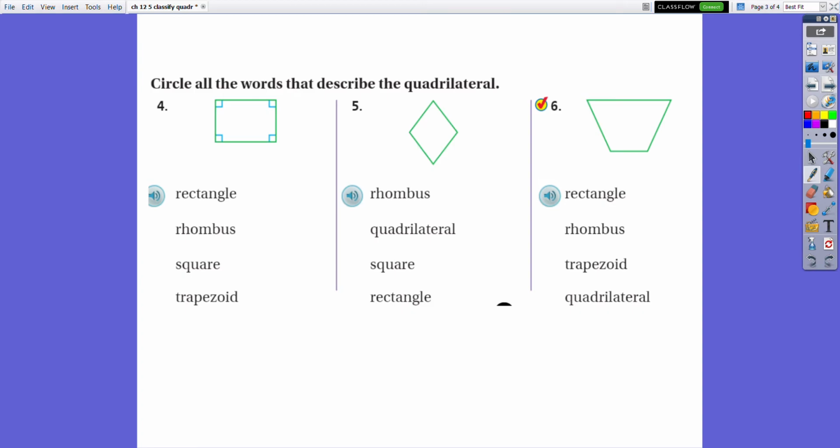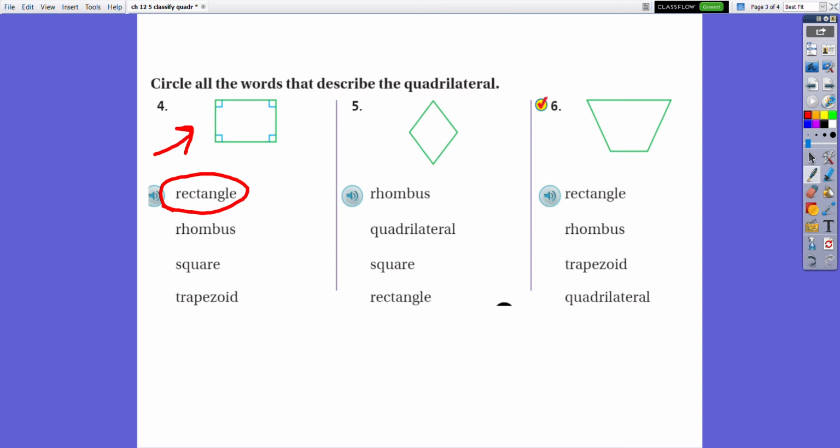Now look at number 4. Look at this shape. Is this shape considered a rectangle? Remember, what does rectangle mean? Rectangle means two pairs of opposite sides that are parallel and two pairs that are equal length, yes, and four right angles, yes. So this is a rectangle. So it's matching rectangle.